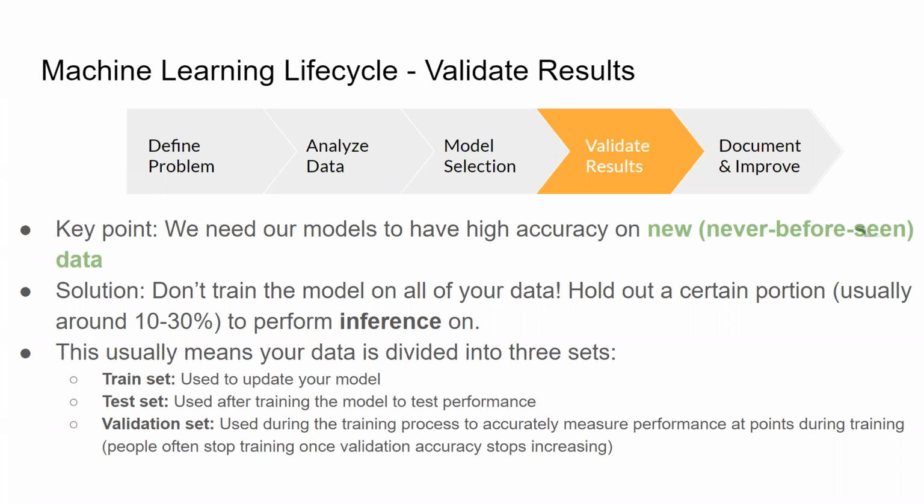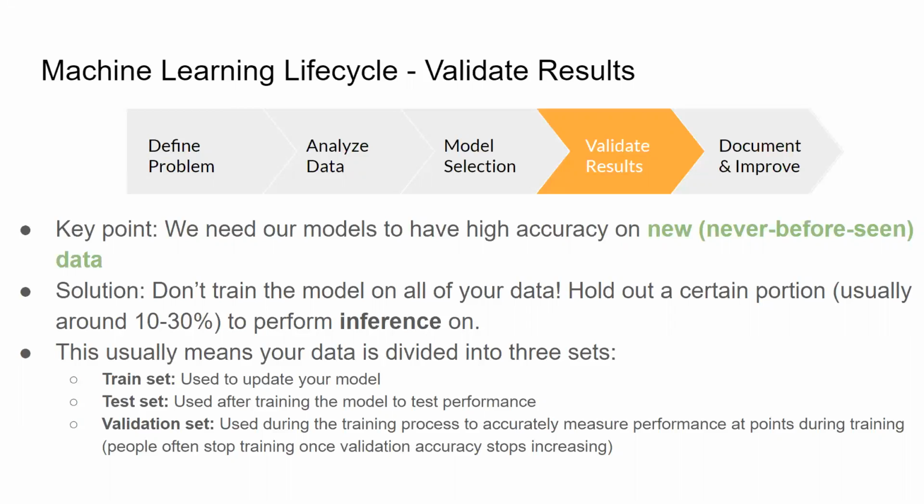So this means that your data is divided into 3 sets: train set, test set, and validation set. Your train set is used to train your model or to update your model weights. Your test set is going to be used to test the performance of your model. So how well is your model performing on data it's never seen before? And the validation set is used during the training process to accurately measure performance at points within training.